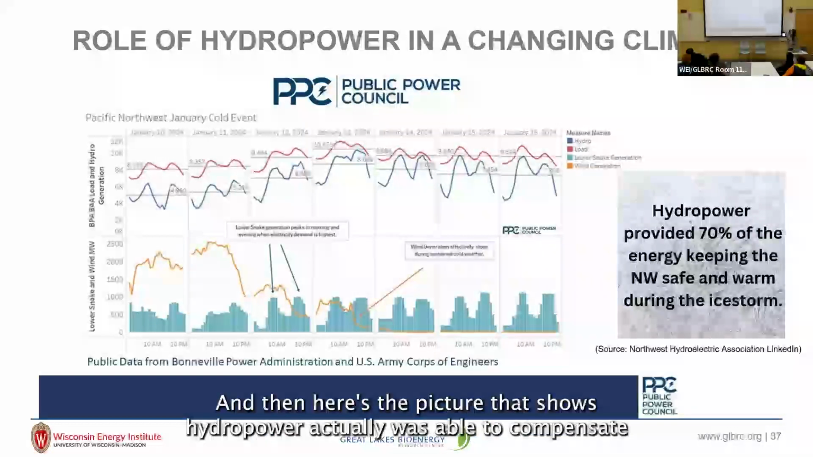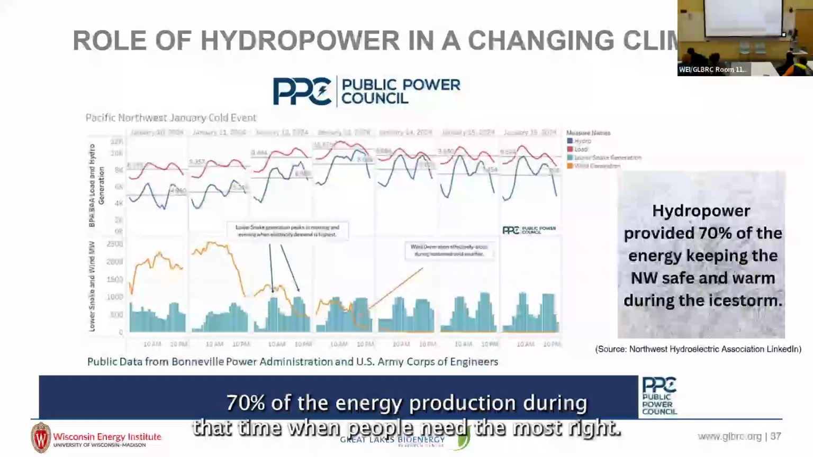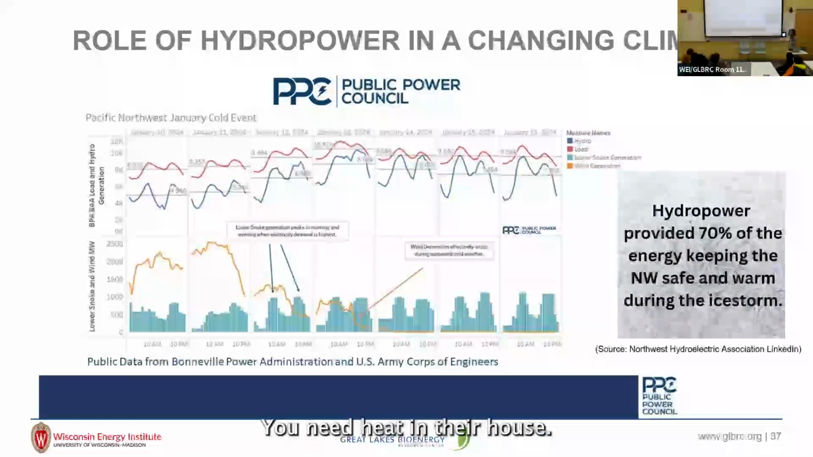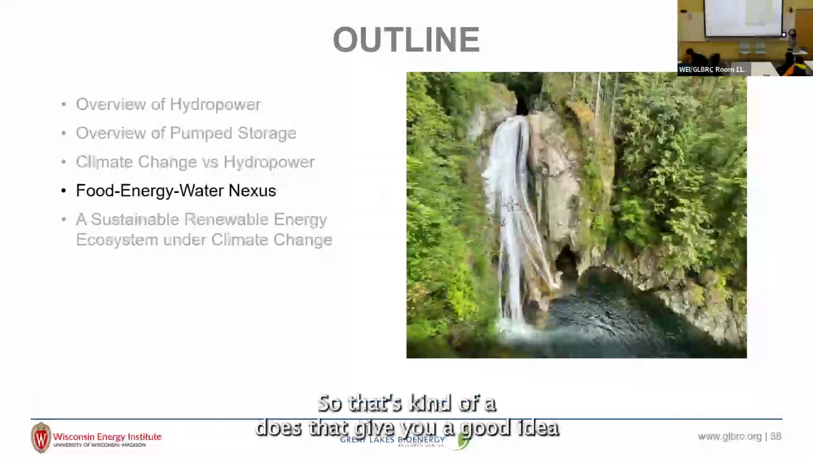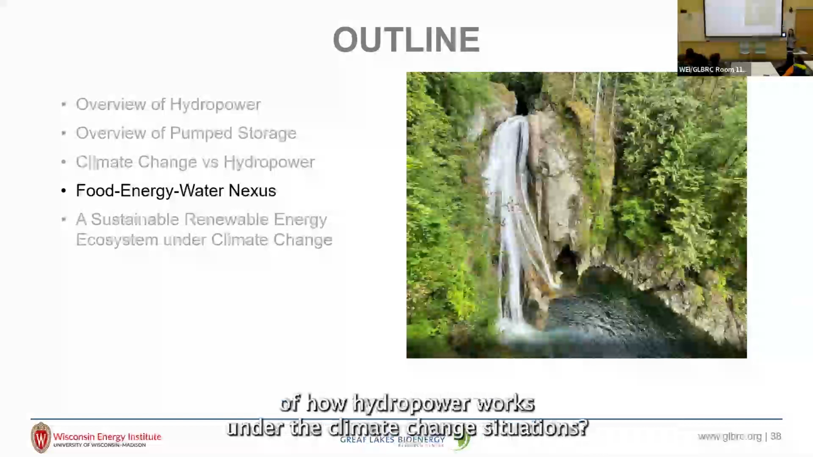And then here's the picture that shows hydropower actually was able to compensate for 70% of the energy production during that time when people need the most, right? You need heat in your house. So does that give you a good idea of how hydropower works under the climate change situations?